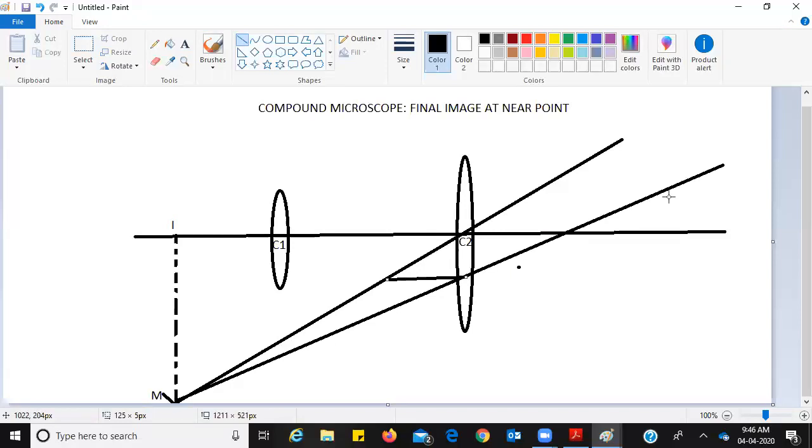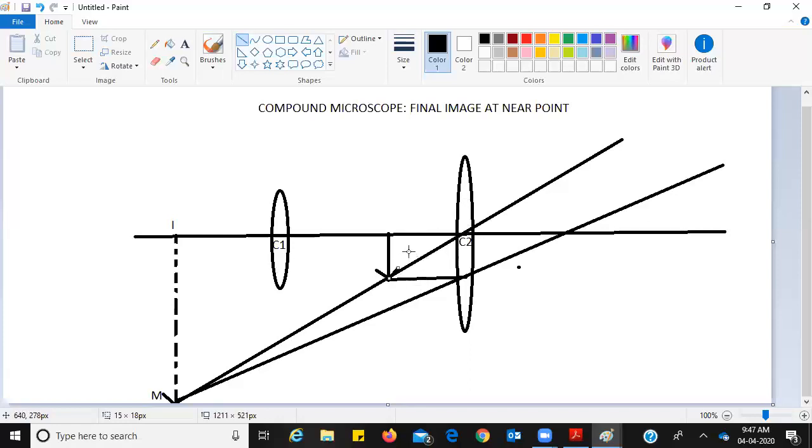See, it's following the rule now. Parallel will pass through the focus. This is actually the extension of that. But I've drawn that first. Now I'm drawing the image. This is the image formed by the first lens, which is the object for this lens. I don't know now if it makes sense or not. Yes, sir. This is the object for the second lens, which is the image formed by the first lens.